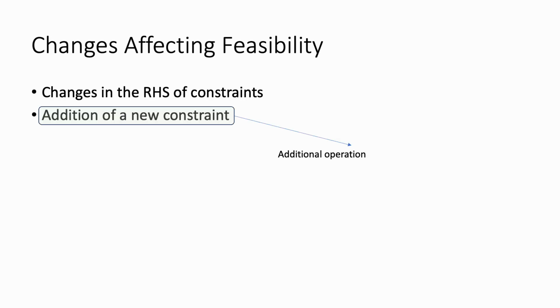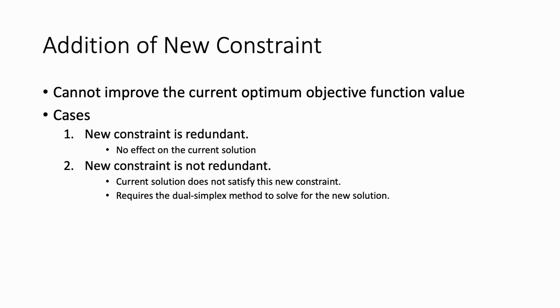Okay, so let's skip this part now. How about if, instead of changing the right-hand side of the constraints, we decide to add a new constraint or an additional operation? So what happens? When we add an additional constraint, we consider two cases. Case one is when the new constraint is redundant, meaning it has no effect on the current solution.